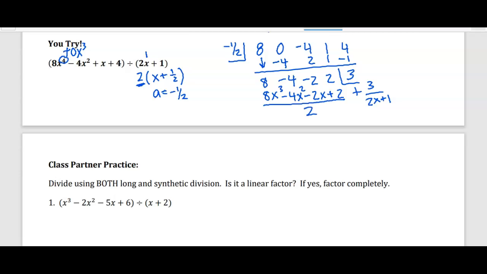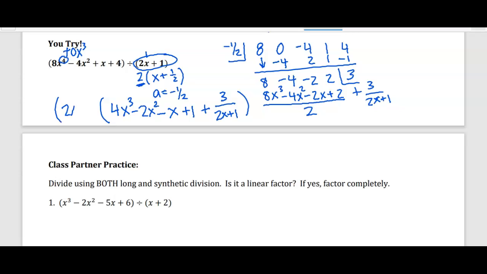Now, you never divide the remainder because we put that 2 back in the denominator when I put the 2 back in my factor. So here I'm going to end up with 4x cubed minus 2x squared minus x plus 1, and then I have that remainder 3, which I'm going to put over my 2x plus 1. And now that is my quotient when I divide it by 2x plus 1. Okay, so not always are we going to get a linear factor that's going to work. If you get a remainder, you're going to leave it and try something else.